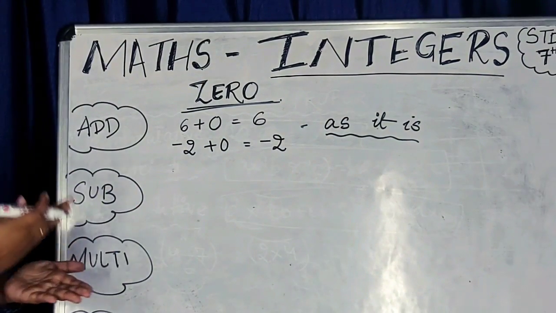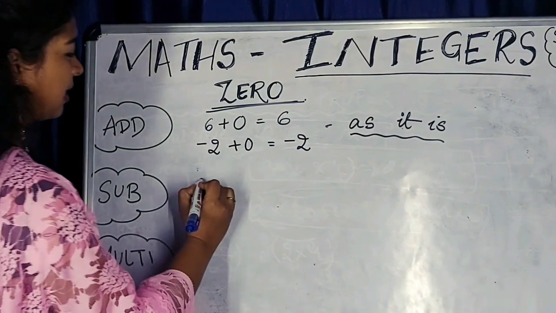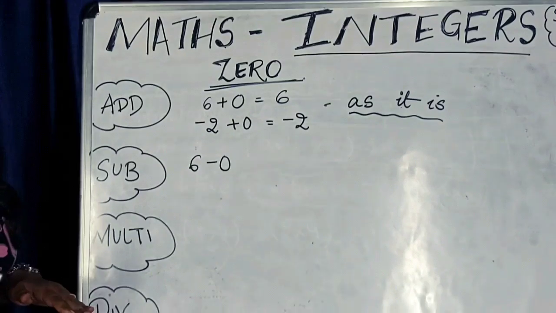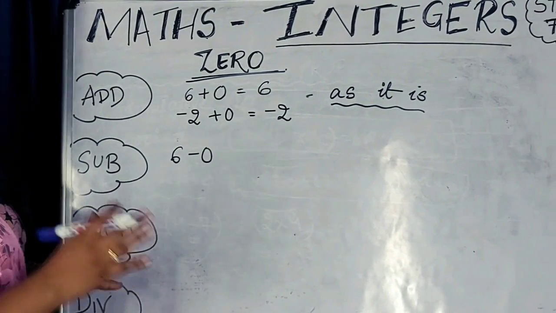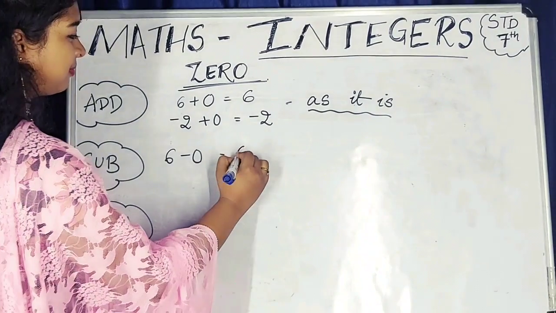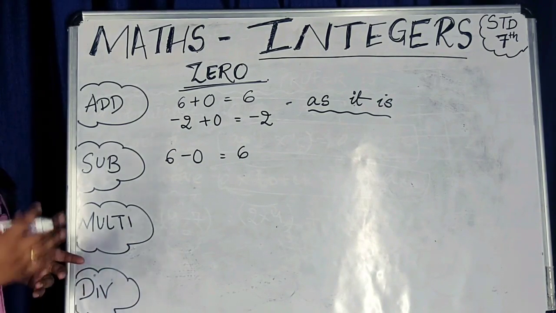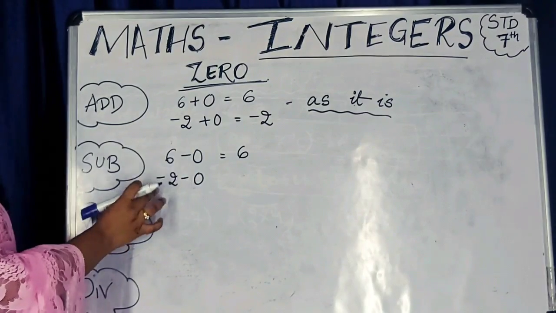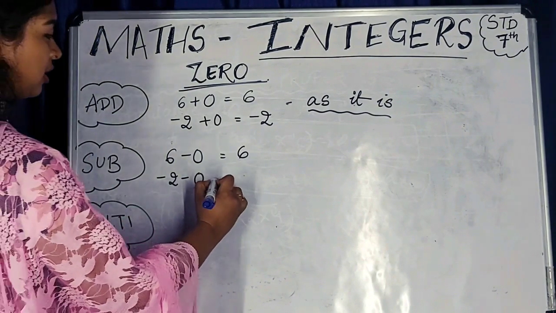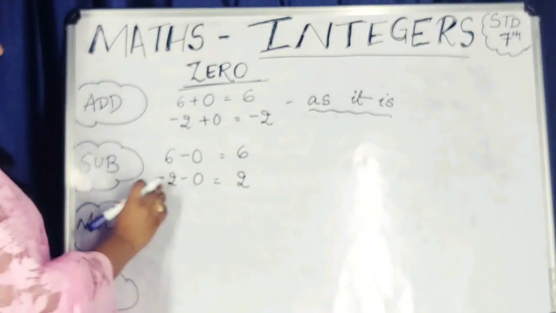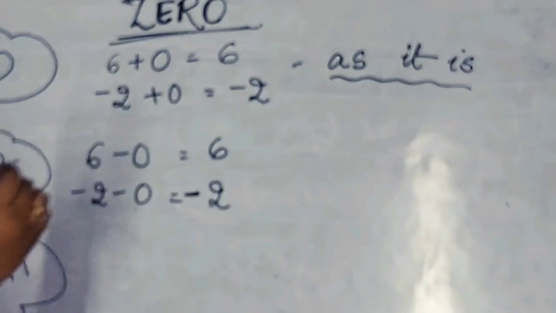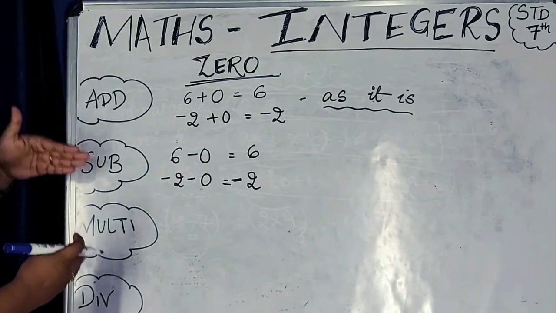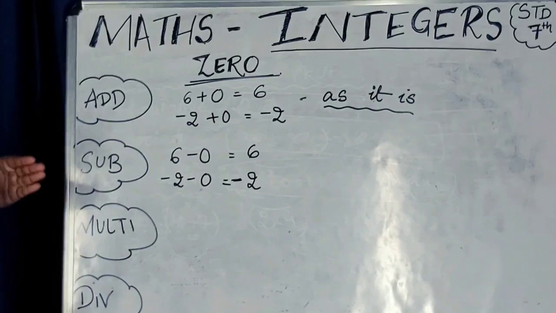Now, when we come to the subtraction, if you subtract 0 from 6, here we did the addition, now we have come to the subtraction. If you subtract 0 from 6, the number would be 6 only, okay? But if you do minus 2 minus 0, so it will be 2, but the greater number has minus, so it will be minus 2. So this is how 0 takes place in addition and subtraction.